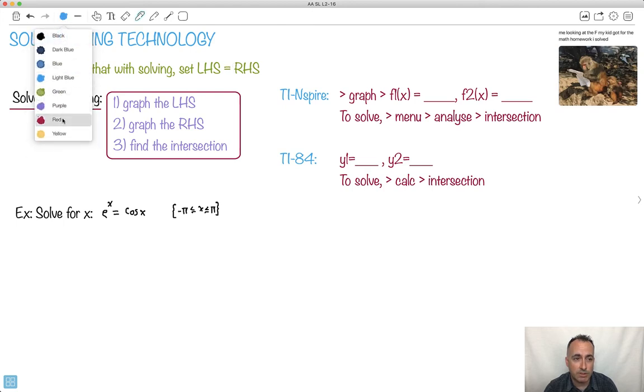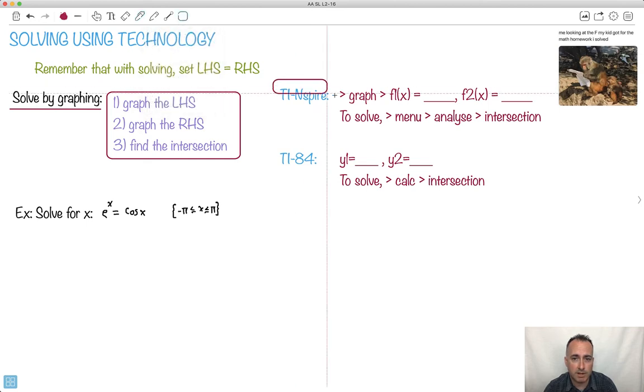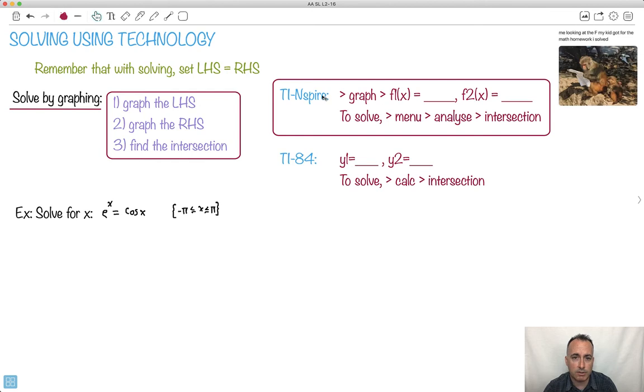So we can do this in a number of ways. We can do this with a TI Inspire, for example, if you happen to have that one. This is a way to do it. You open up a new graph, do the first graph, that's the left-hand side, then do the F2 of x, that'll be the right-hand side. Then to solve it, go to Menu, Analyze, and Intersection, and you'll find it.